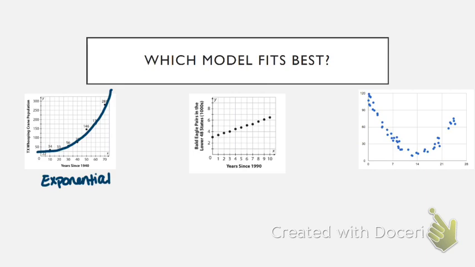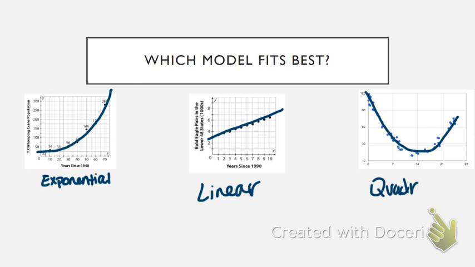So the middle one, that's about as perfectly a straight line as we can get with data analysis. So if I connect the dots in my head, that looks like a pretty good straight line. So that's going to be linear. And then this one, if we kind of connect the dots, oops, I didn't mean to delete that. If we kind of connect the dots, that looks like a pretty good U to me. So that is going to be quadratic.